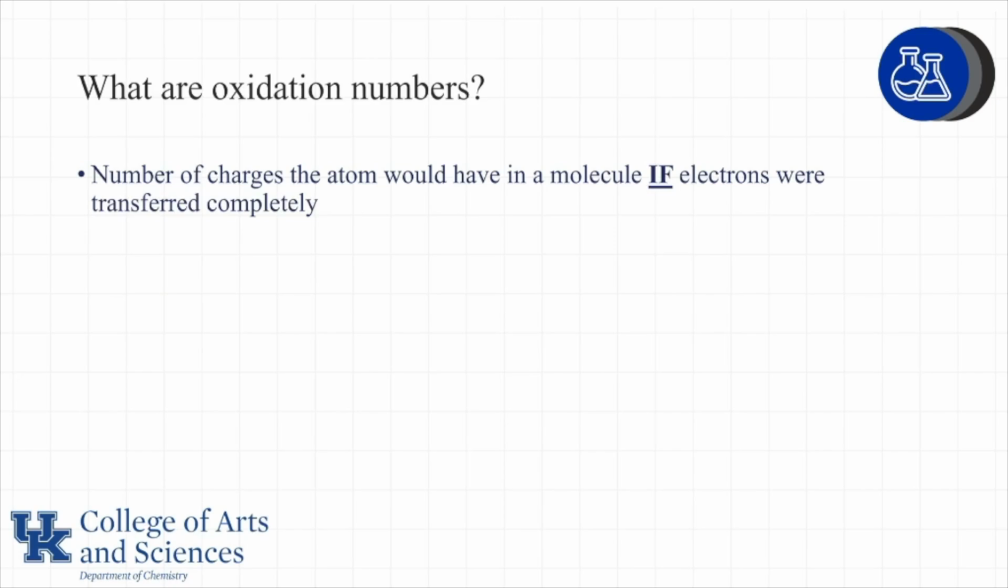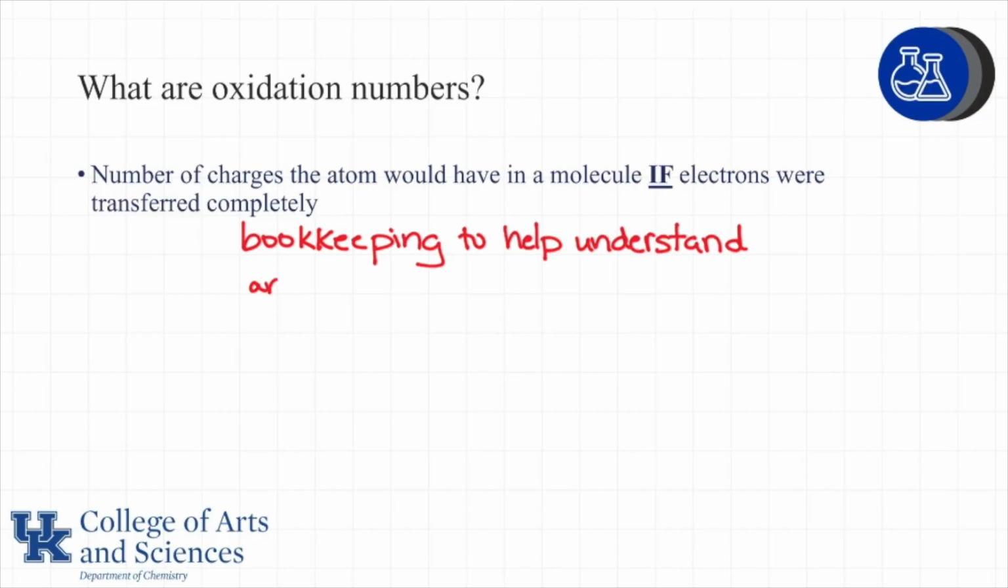In ionic compounds, we see a transfer of electrons, but in covalent or molecular compounds, we see that electrons are being shared. However, we pretend in those molecular compounds that they're transferred completely because that's a bookkeeping method that helps us better understand and explain what's going on in a chemical reaction.